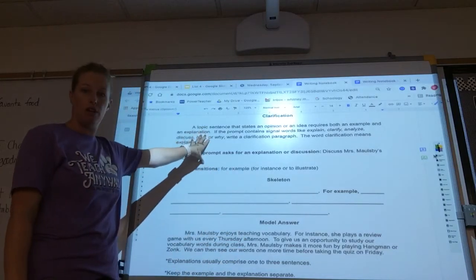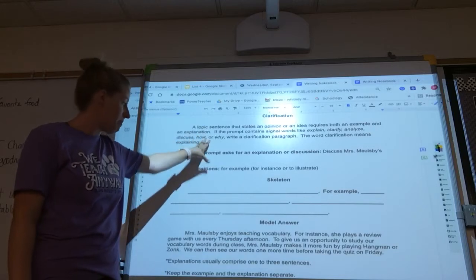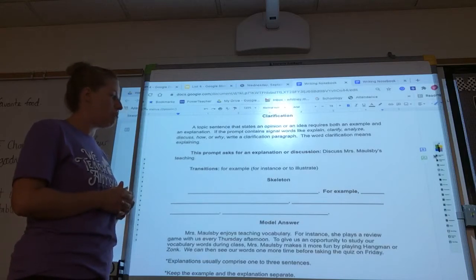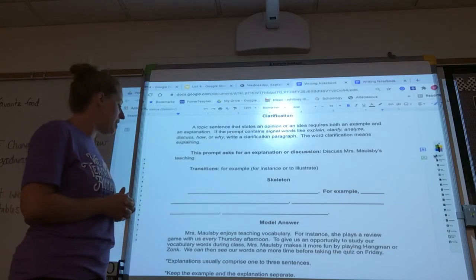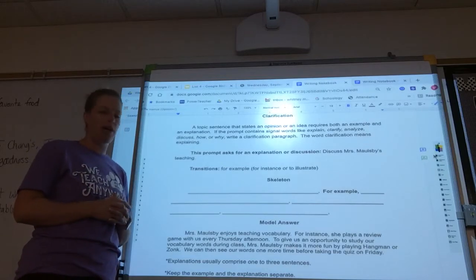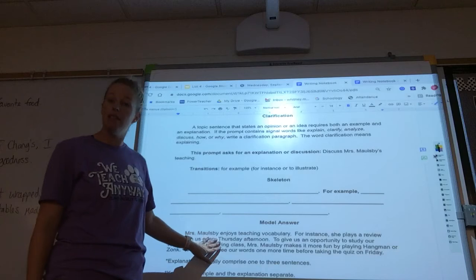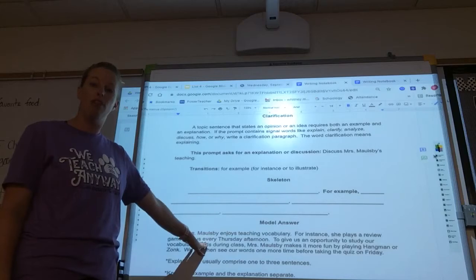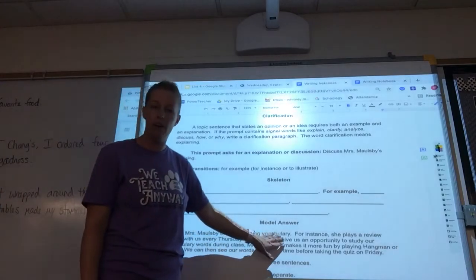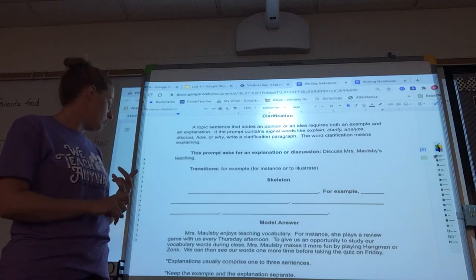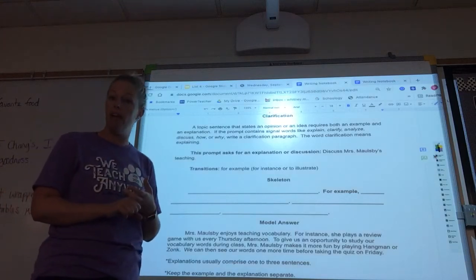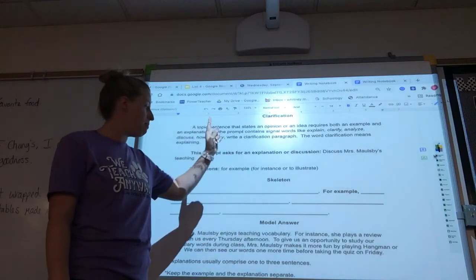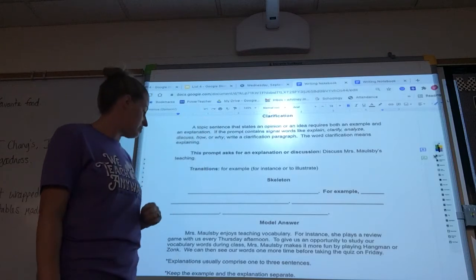Now, because we are doing a clarification paragraph, I have to explain. To give us an opportunity to study our vocabulary words during class, Mrs. Malsby makes it more fun by playing hangman or zonk. We can then see our words one more time before taking the quiz on Friday. I have added a couple sentences here to this paragraph explaining why and how we play those review games to teach vocabulary. So I say that it helps you see the words one more time and it helps you have fun while playing a game. This is a clarification paragraph. We have a topic sentence, an example, and an explanation.